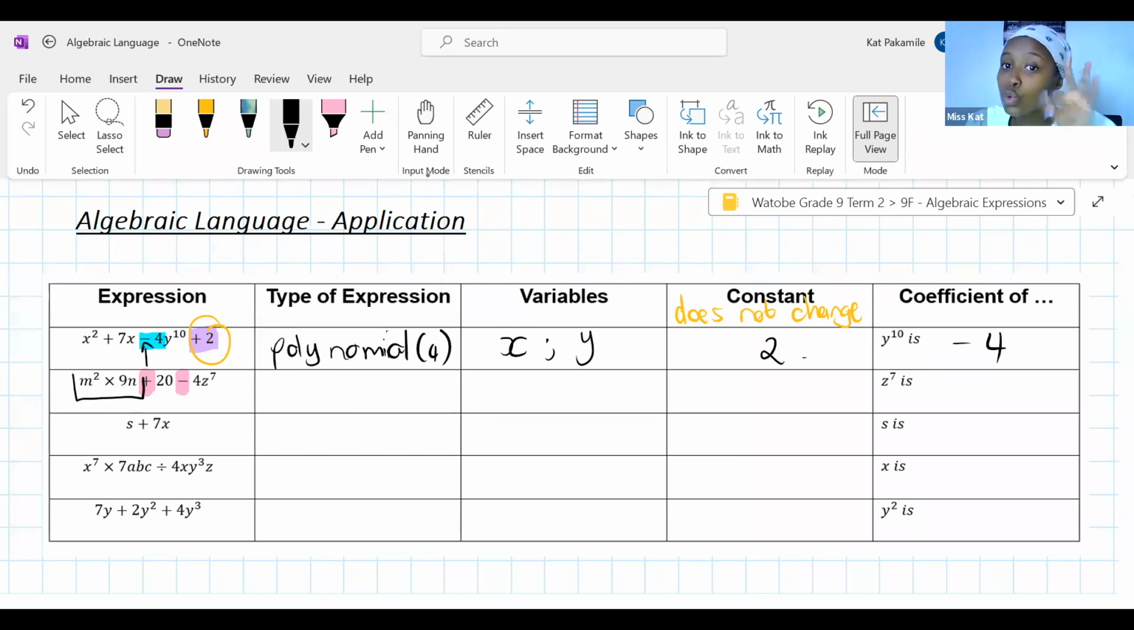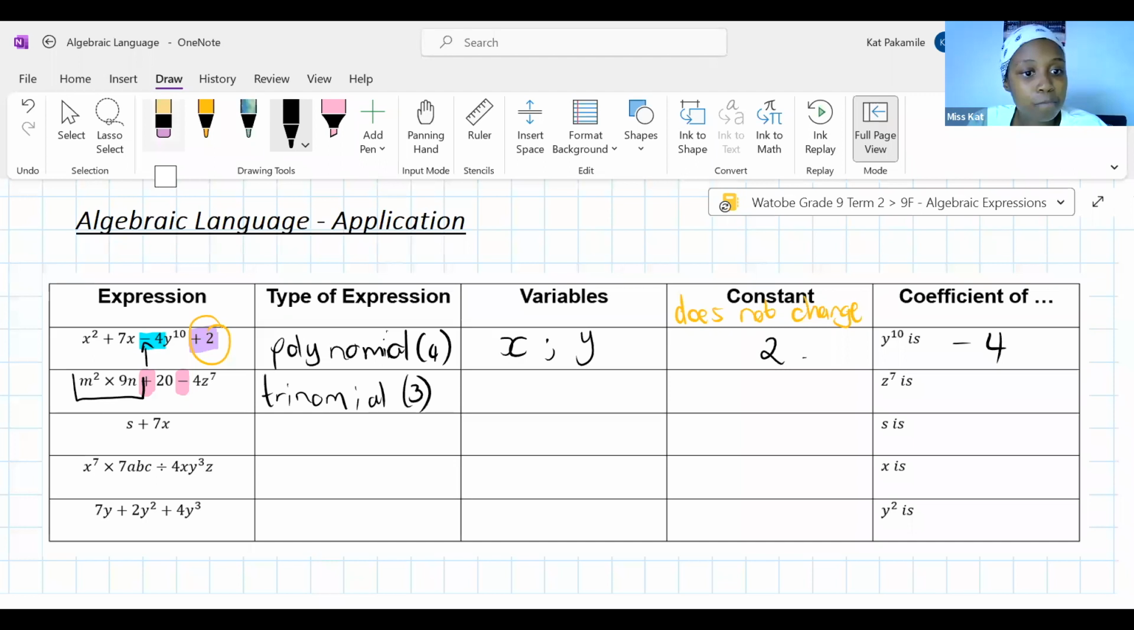A binomial. Think of something with 3 wheels. What is it called? Trinomial. Trinomial. There we go. So there's 3 terms. Beautiful. So what variables do we have in this expression?